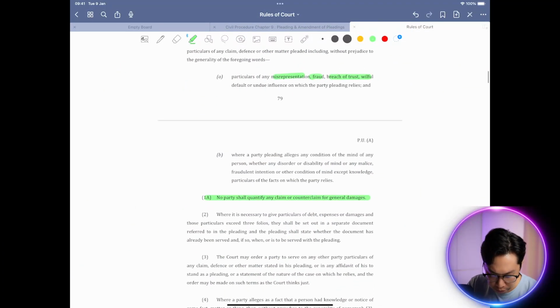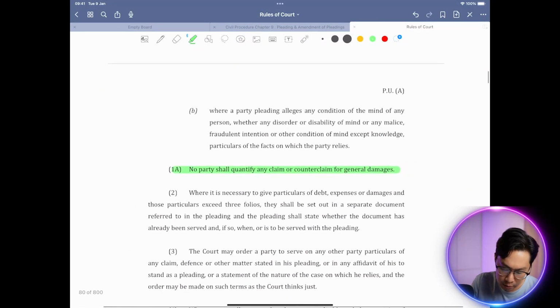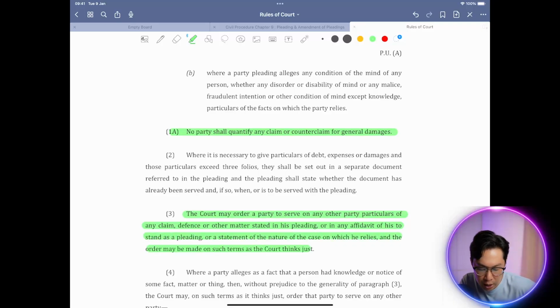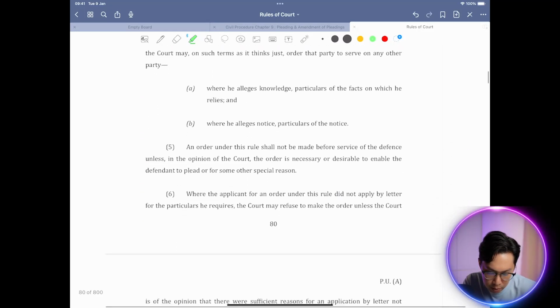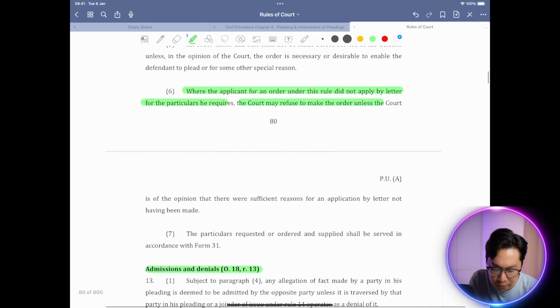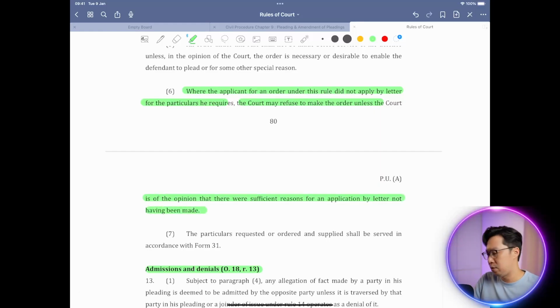Order 18 Rule 12, sub-rule 3: the court may order a party to serve on any other party particulars of the claim, defense or other matter stated in his pleading, or a statement of the nature of the case on which he relies, and the order may be made on such terms as the court thinks just. Then sub-rule 6: where the applicant for an order under this rule did not apply by letter for the particulars required, the court may refuse to make an order unless the court is of the opinion that there were sufficient reasons for an application by letter not having been made. Okay, now come back to the notes.